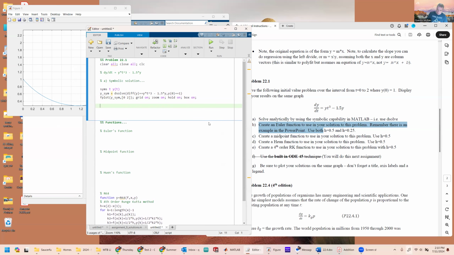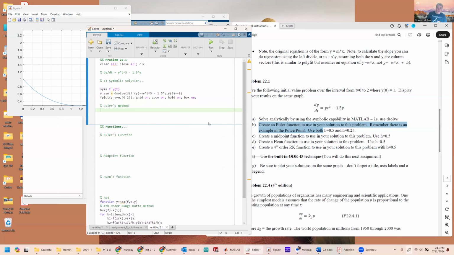So if I want to do Euler's method, the way I usually create a function is I write it in a script first, and then I functionalize it. I go through and make it a function. So let's do that.